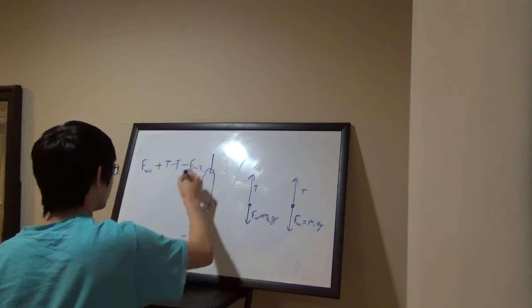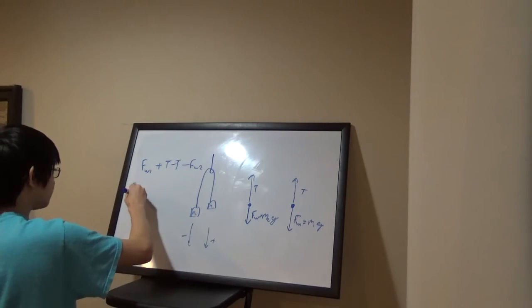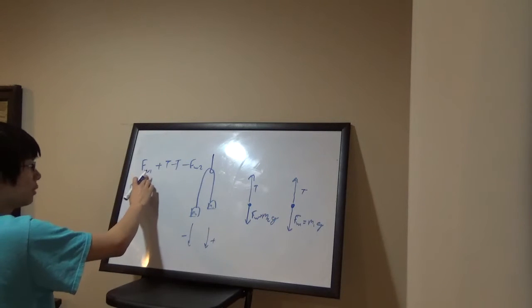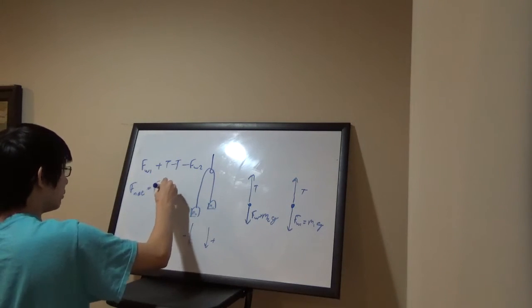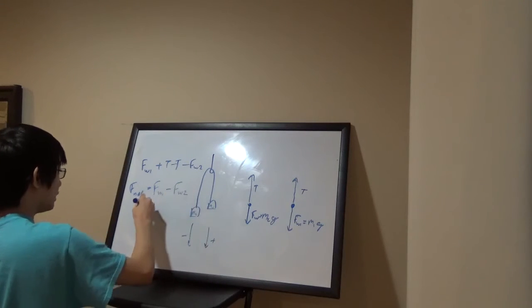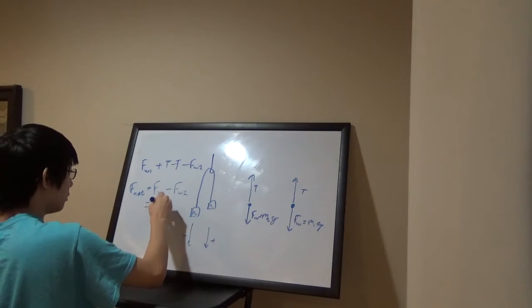FW2. So that means the net force on the system is equal to FW1 minus FW2, because the T's cancel out. So I get FW1 minus FW2. And let's write this out as M1G minus M2G.